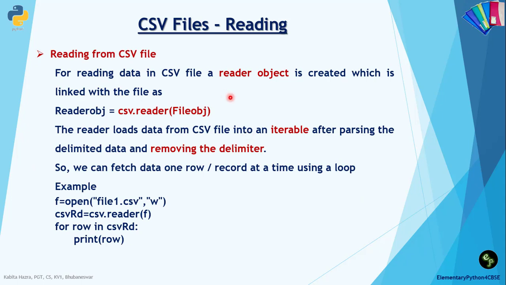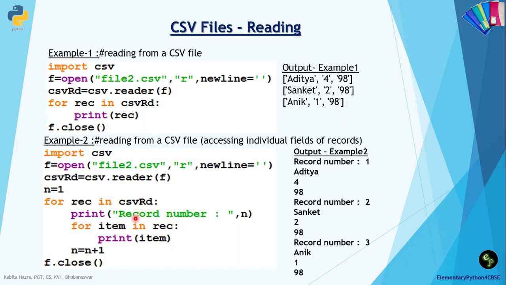For reading data from the CSV file, we need to create a reader object, and we can link it with the file object using the reader method. This reader method loads the data from the CSV file into an iterable after parsing the delimited data and removing the delimiter. So it reads the content of the data and removes the delimiter, and then we can fetch data one row at a time or one record at a time using a for loop as it reads the content into an iterable. So this way we can read the content. Let us see the example.